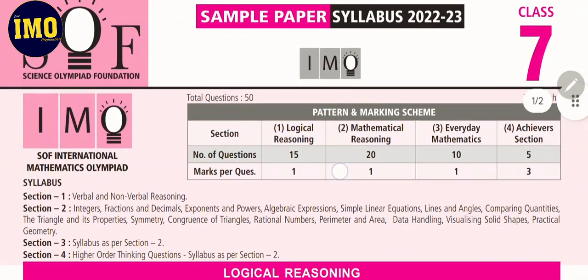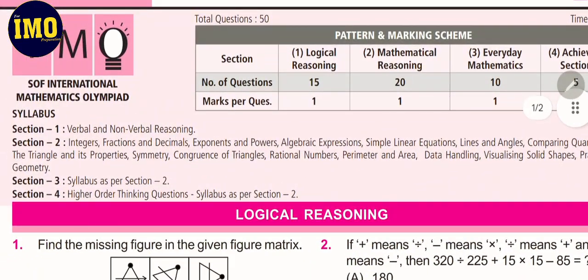How is the syllabus designed? First of all, there is verbal and non-verbal reasoning. Reasoning is the most crucial part for developing the mental level and cognitive development of your child. That's why mathematics with reasoning is more important for your child's overall development.